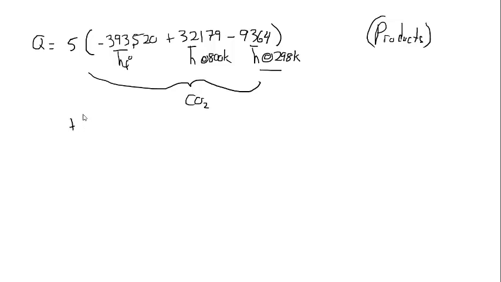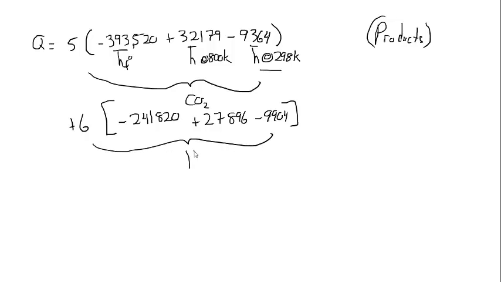Plus 6 moles of water. Now, it's all in gas form. Why? Because it's 800 Kelvin, which is more than 500 degrees Celsius. So it's all gas. So the enthalpy of formation for water vapor is minus 241,820, plus the enthalpy of vapor at 800 Kelvin minus at 25C. This is H2O.